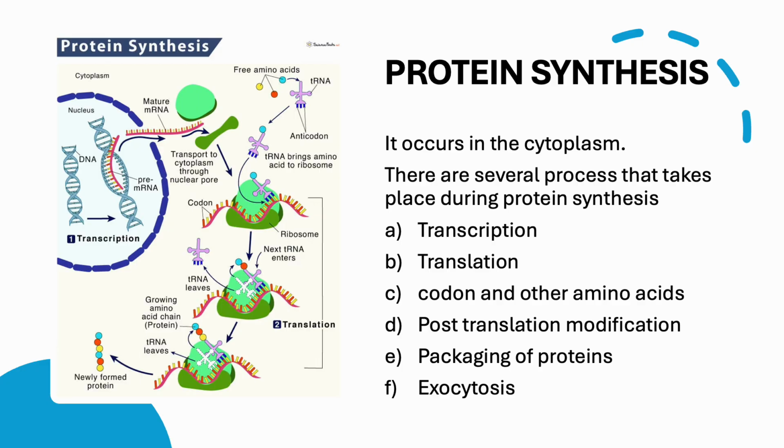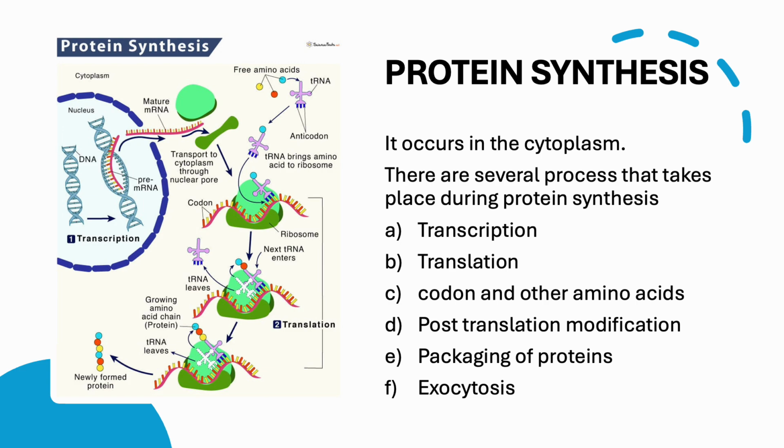Stage 1 is transcription, carrying the DNA information from the nucleus to the cytoplasm, and this will be done by the mRNA. Translation is copying that information exactly the same way it is, with codons, and the amino acids will also be arranged. Post-translation modification, packaging, and exocytosis come last.